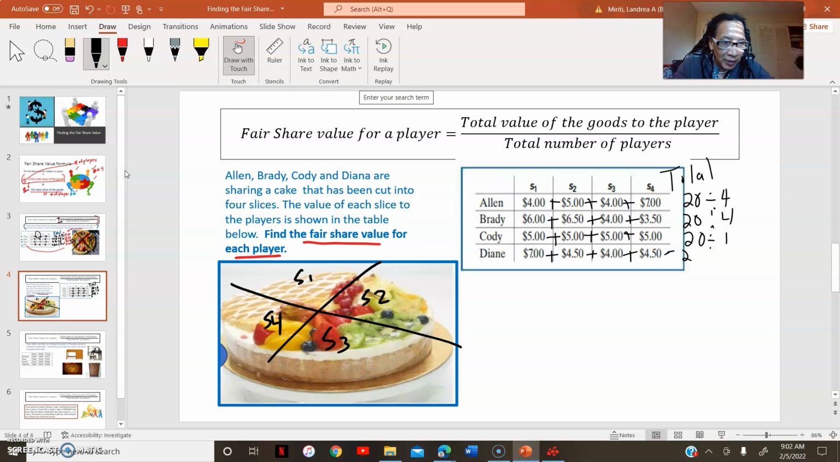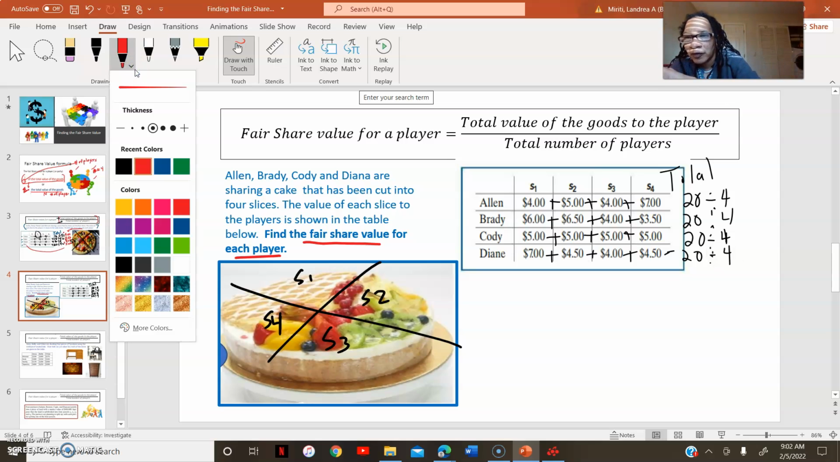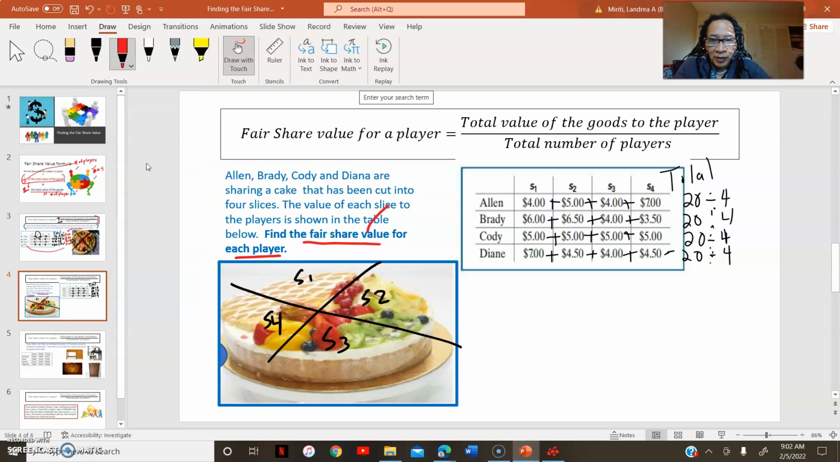My 20 didn't come out right there. Come on, my pen doesn't want to write very well. Divide by 4. We're going to get the same fair share value for every player. The fair share value for every player is going to be $5.